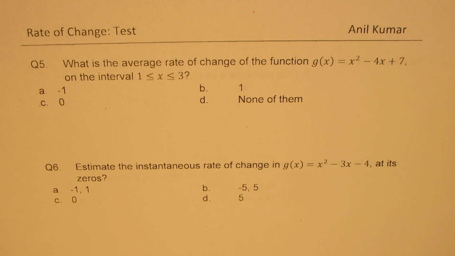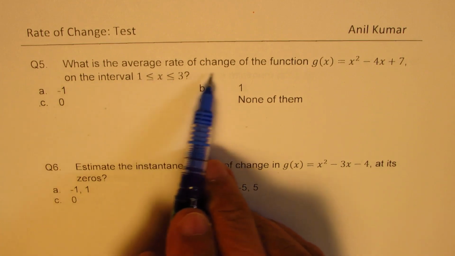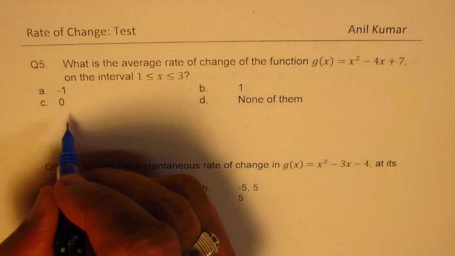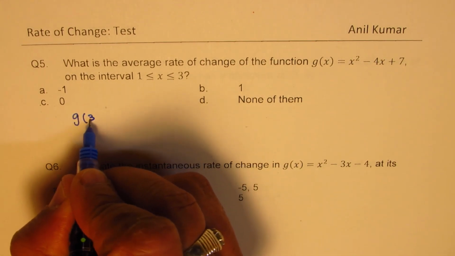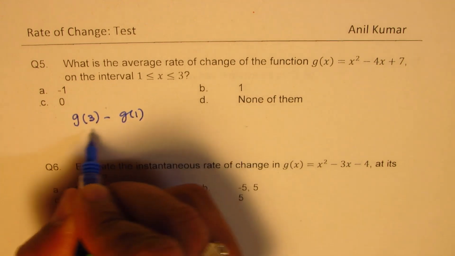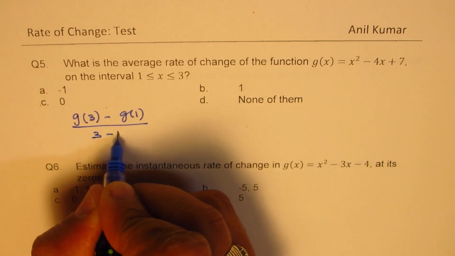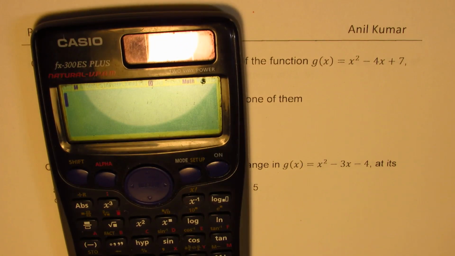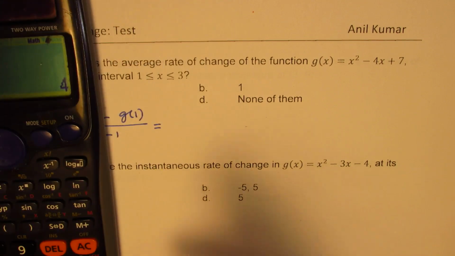Question number 5. What is the average rate of change of this function on that interval? So basically again find g of 3 minus g of 1 divided by 3 minus 1. So let's find g of 3. So I'm writing 3 for x. So we have 3 squared minus 4 times 3 plus 7. And that gives you 4.